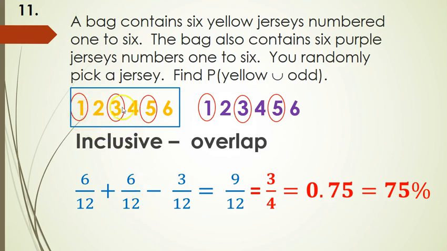But here again, we've counted this 1, 3, and 5 that are yellow twice. So we have to subtract them, the 3 over 12, right? So we're going to add 6 plus 6, which is 12, minus 3, which is 9. So 9 over 12 reduces to be 3/4, which is 0.75 or 75%, okay?